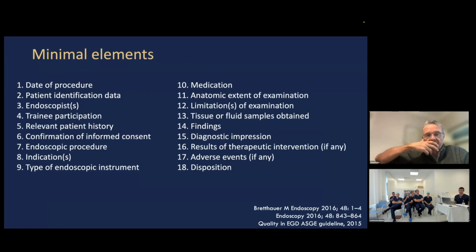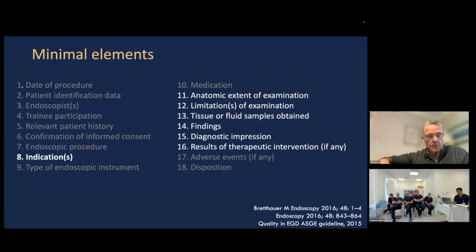Different societies from Europe and America have set up a minimum standard data element list that a procedure report should contain. And there are some obvious parts of that. When was the procedure? In whom was the procedure done? Who did the procedure, with the help of whom, so endoscopist and trainee? What is the patient history? What are the medications? It's a comprehensive list, or a minimum list, but I will not go through every element of it.